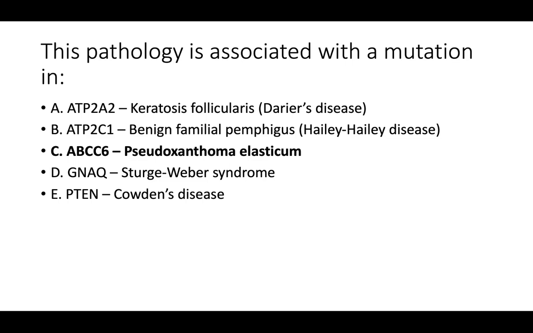ATP2C1 is associated with benign familial pemphigus or Hailey-Hailey disease. GNAQ is associated with Sturge-Weber syndrome. And PTEN is associated with Cowden's disease, at least. It's also associated with Bannayan-Riley-Ruvalcaba.